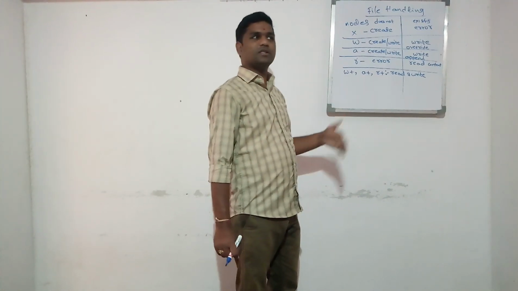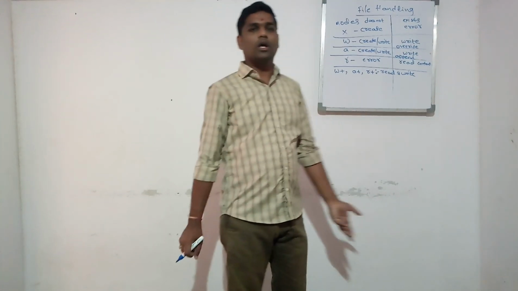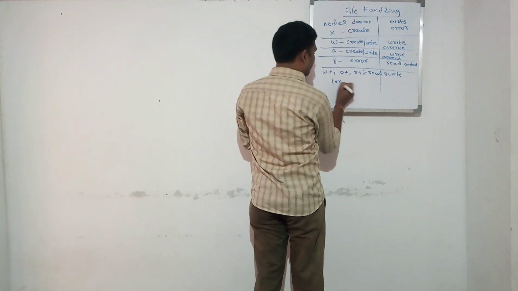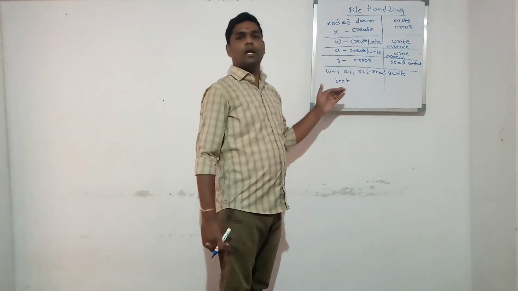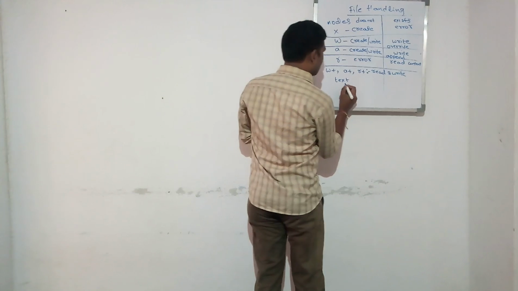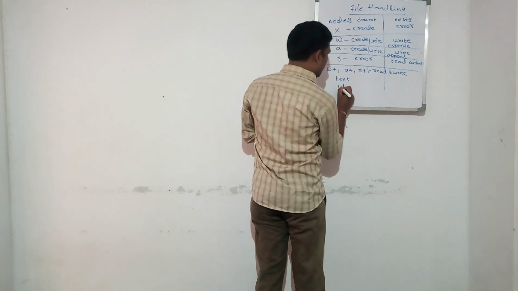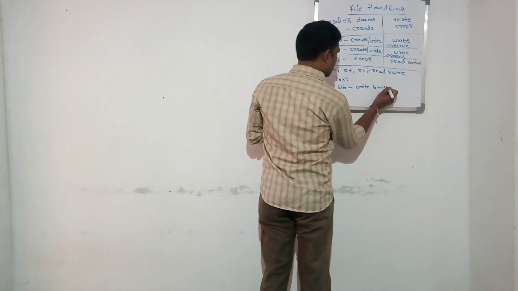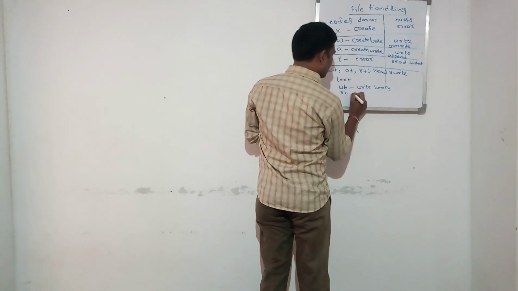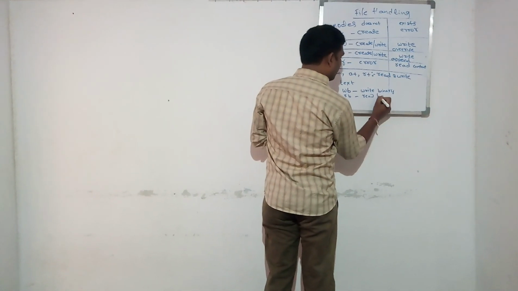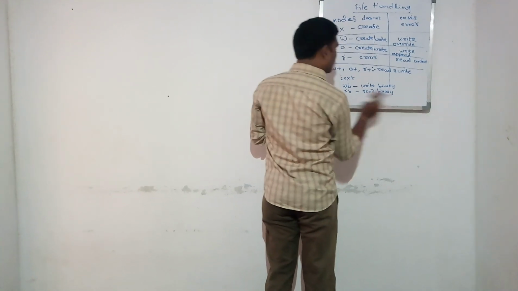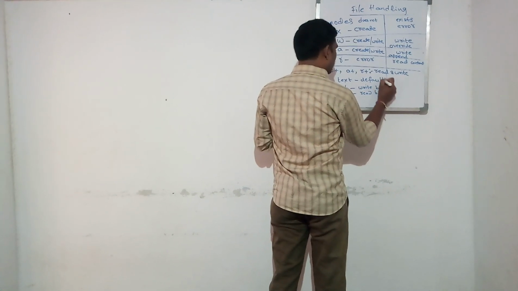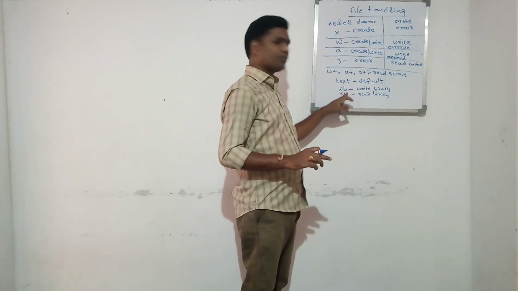Now, which type of files are we going to read? By default, it will read and write textual files, that is, text files. If you want to read binary files, then you need to add an extension called B. So WB will write binary files, and we can have RB, which means read binary. By default, it will read and write textual files. The textual file is the default mode, and B is useful for binary files.